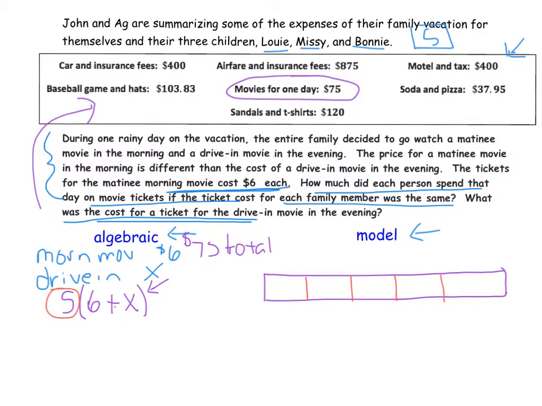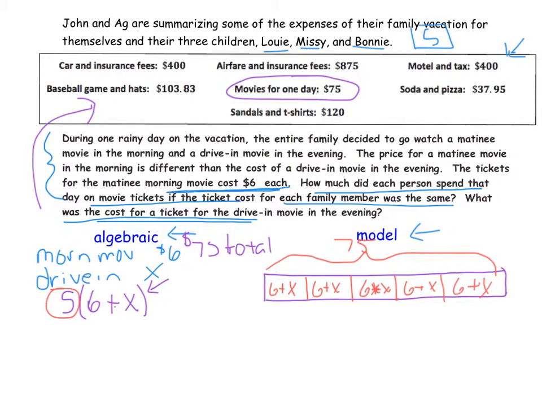And each person spent 6 plus x. And all together they spent 75. So all I'm doing is putting a visual. So we have each member of the family, and if you want, you can even write each of their names underneath. I'm not going to, but we do know that they spent 6 plus x. 6 plus x. 6 plus x.